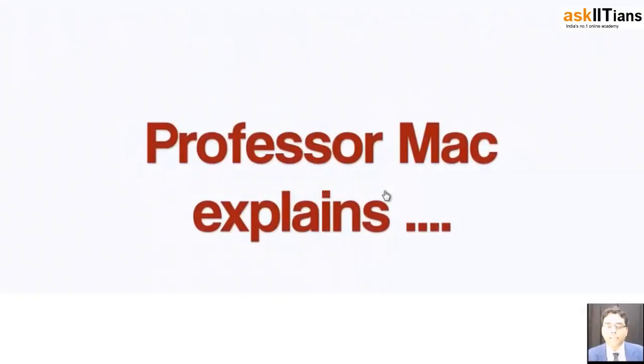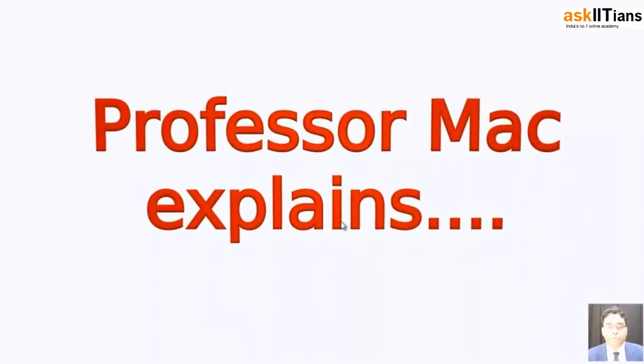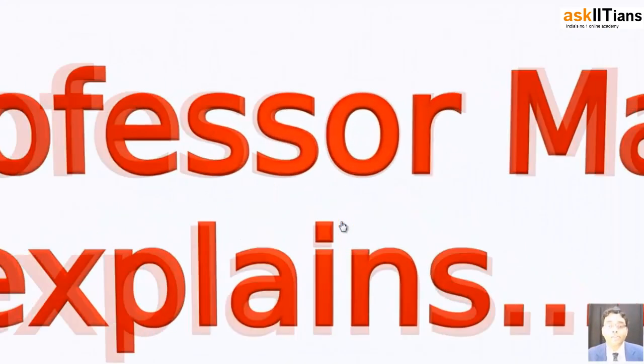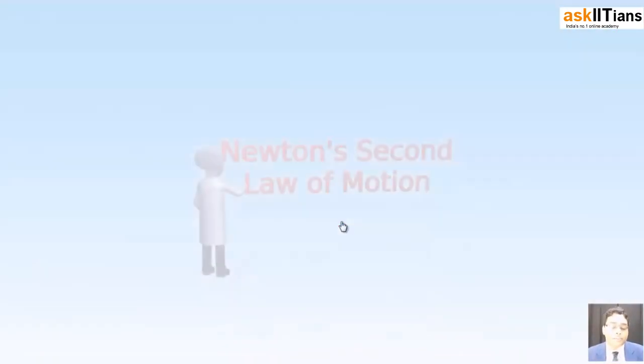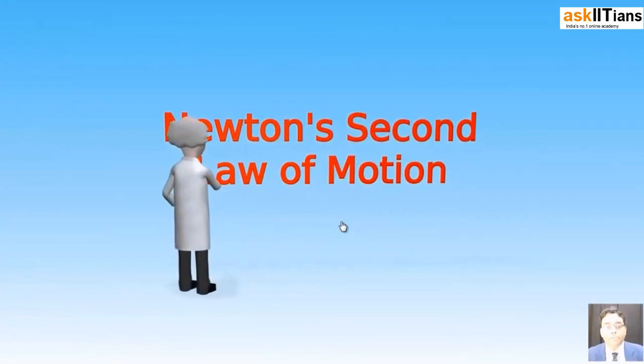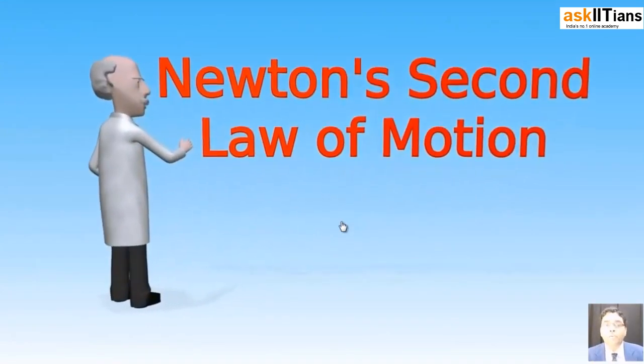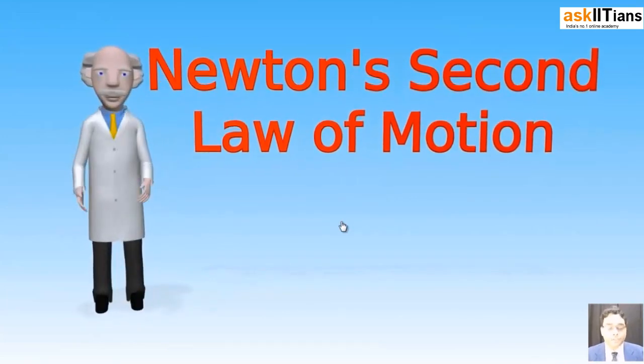We have already discussed Newton's first law. So let Professor Mack explain to us Newton's second law of motion. Like we understood about the first law, you need to have external forces for the body to change its state. If it was at rest, it will not move on its own. You need to have an external force acting upon the object.